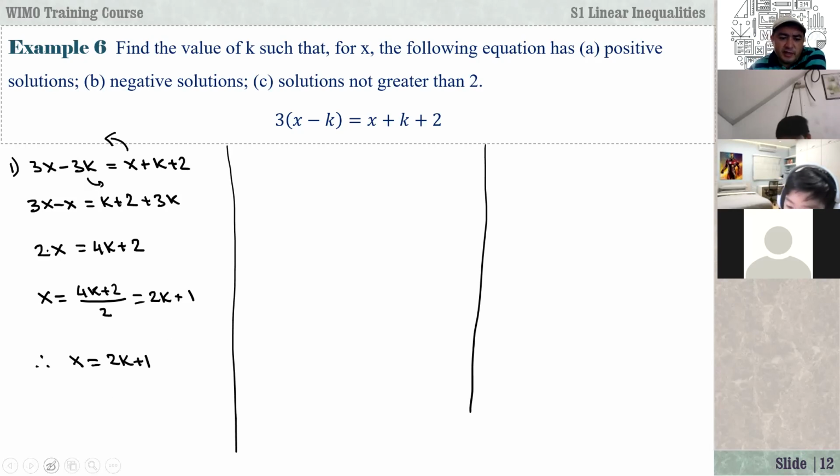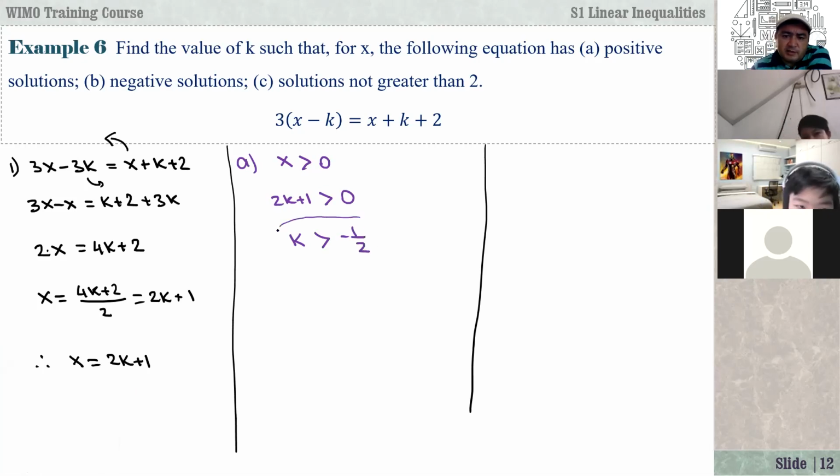Now in the question, we will answer part A. What is part A? It says positive solutions. So when will x be positive, right? What is x? We already wrote here, x is equal to 2k plus 1. When is it positive? If you just solve this, take one to the right, so here we have k is greater than negative 1 over 2. That means that when k is greater than negative half, the solution of this equation will be positive.